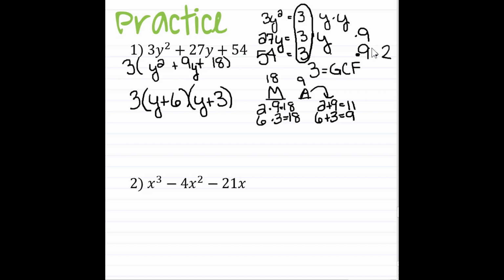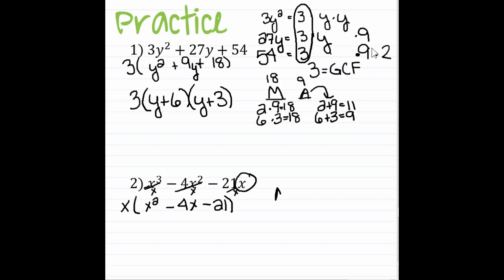Let's look at the second one. If you remember, we take the smallest exponent. So I know my greatest common factor is going to be x to the first. So let's divide that out. X to the third divided by x is x squared. Negative 4x squared divided by x is negative 4x. And finally, negative 21x divided by x is negative 21.